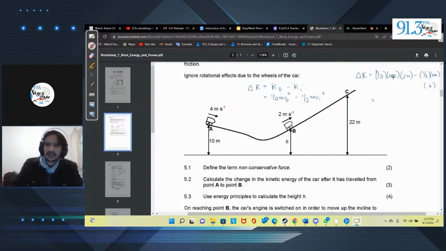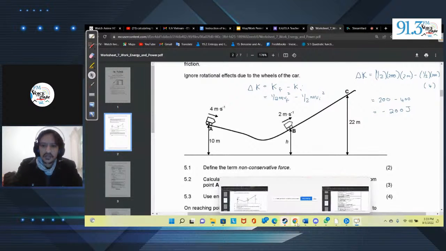So if you go here, half times 200 is 100, and 100 times 4 is 400. And our answer is going to be negative 200 joules. Now, are we correct? Are we on the right track? Well, let's check the memo and see if our answer matches theirs.